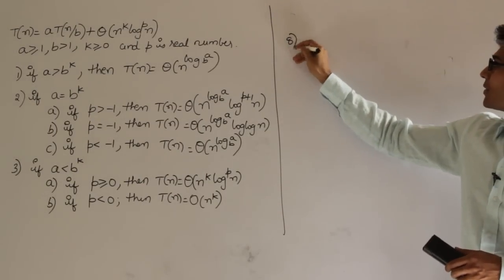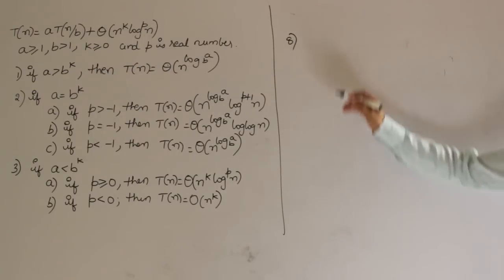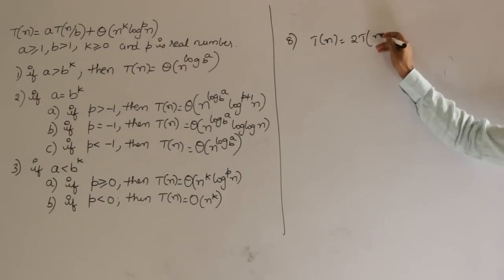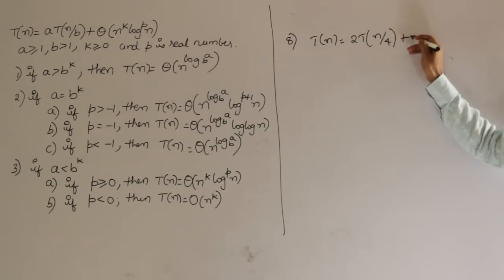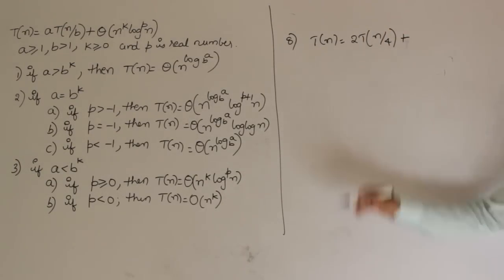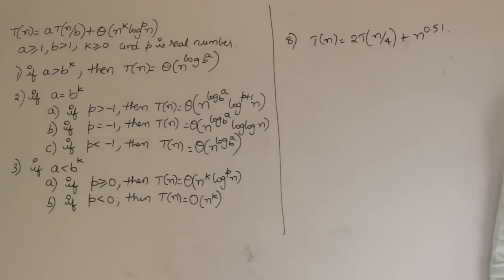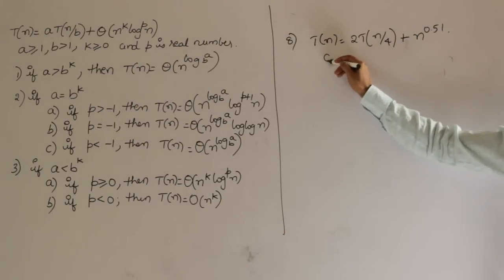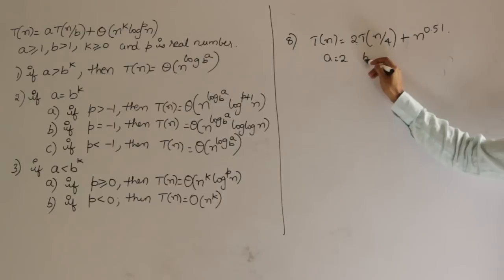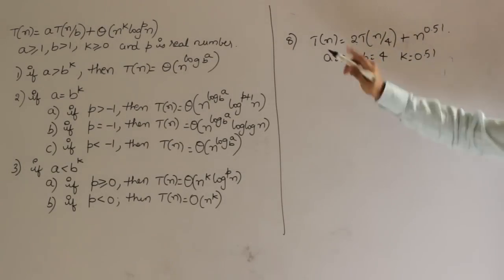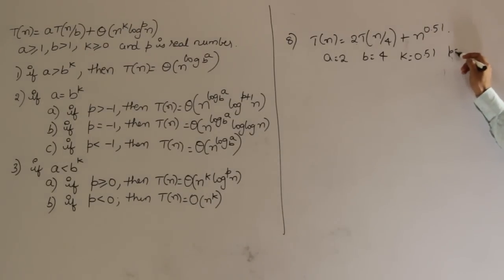Let's look at problem number 8. T of n equal to 2T of n by 4 plus n power 0.51. Here a equal to 2, b equal to 4, k equal to 0.51. K is greater than or equal to 0. Yes. p equal to 0.